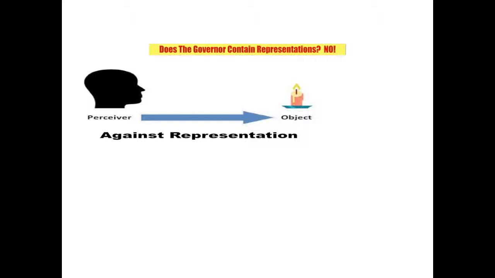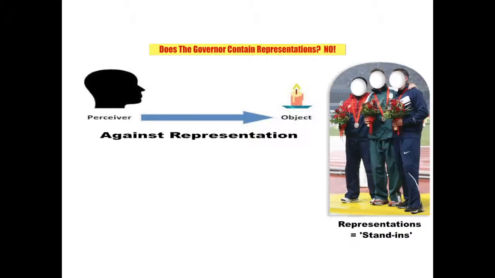But how can representations be defined? Shapiro says that, at its most basic, a representation is a stand-in for something else. For example, a map stands in for the terrain it represents, or a photograph or painting of Niagara Falls stands in for the real thing.